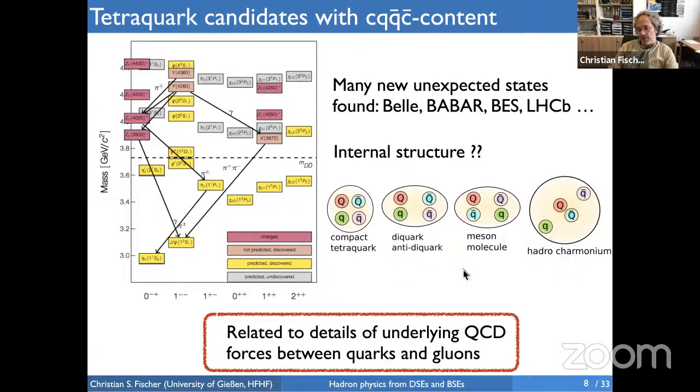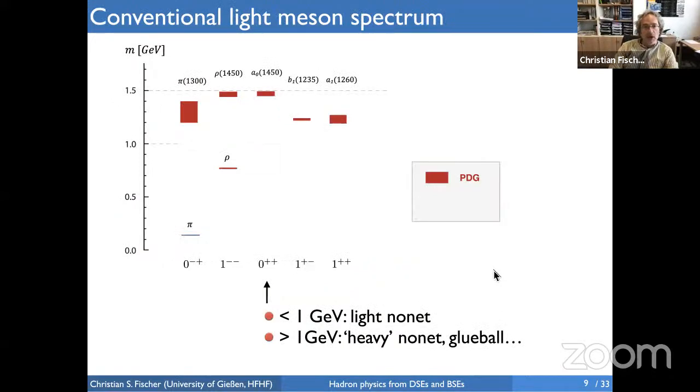This is a very interesting question to answer because it is related to the underlying QCD dynamics. The interaction between these quarks determines which of these structures is realized. And certainly in order to study this, you need a framework which can assess all these possibilities. And I will argue later on that the Dyson-Schwinger framework is the framework that can actually do that. Okay, but let's first have a look at the light meson spectrum. What can we expect?